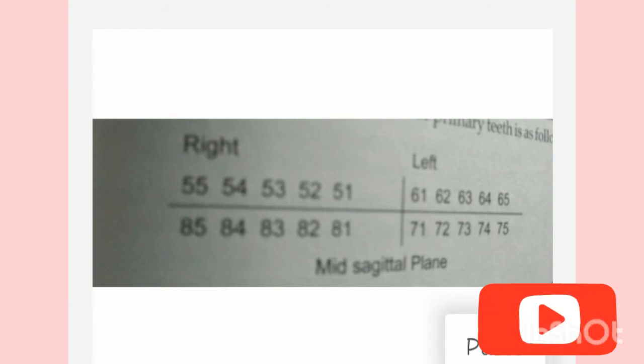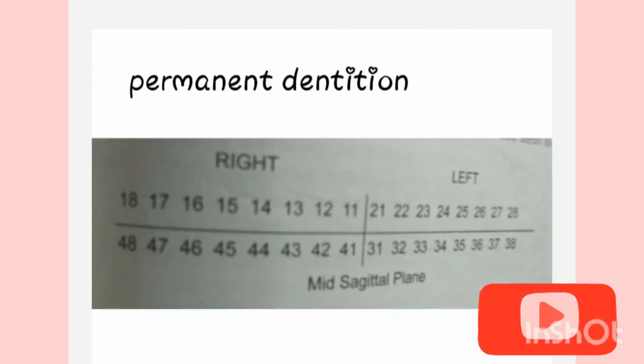And for example, I am taking the 28. What is 28? Right, lower, that is the mandibular lateral incisor. This is a right mandibular lateral incisor. Okay. Next is the permanent dentition.